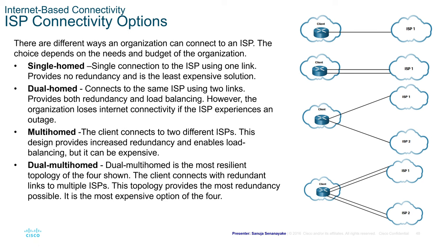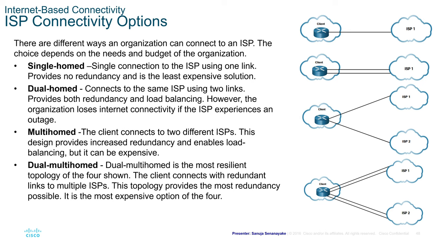ISP connectivity options. There are different ways an organization can connect to an ISP. The choice depends on the needs and the budget of the organization. Those ISP connectivity options include single homed. In that situation, a single connection to the ISP using one link provides no redundancy and is the least expensive solution. And this is what you are most likely going to see in your home. So if you buy an internet service provider's package, they will probably have a single homed type of connection to your home.